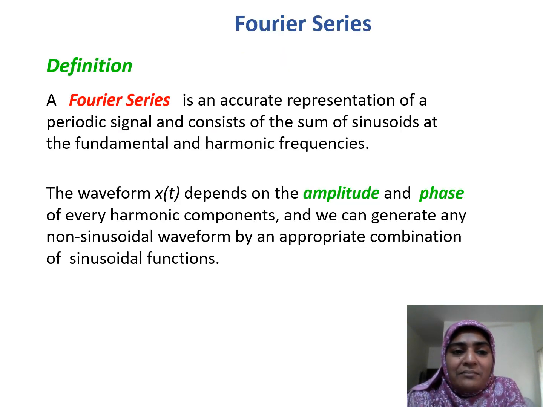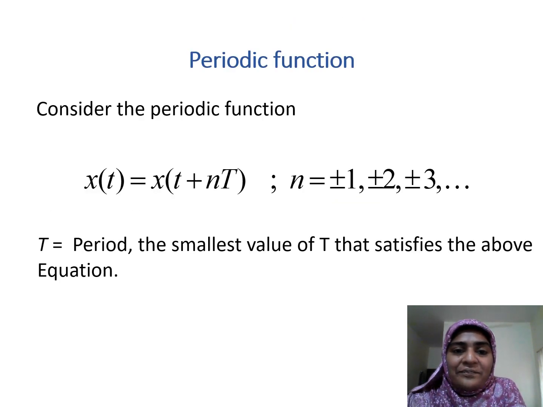As we have already mentioned, the Fourier series is an accurate representation of a periodic signal and consists of the sum of sinusoids at the fundamental and harmonic frequencies. The waveform x of t depends on the amplitude and phase of every harmonic component, and we can generate any non-sinusoidal waveform by appropriate combination of sinusoidal functions.